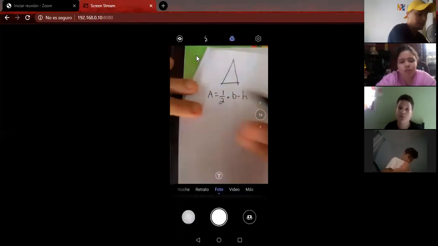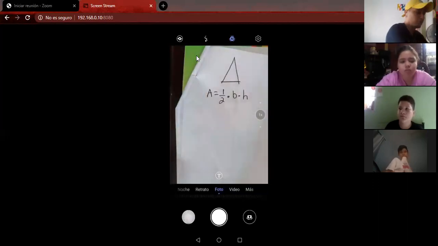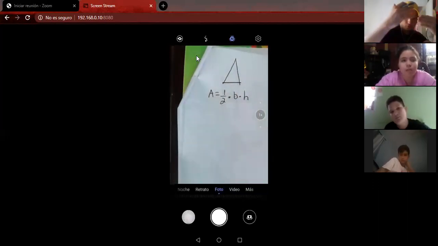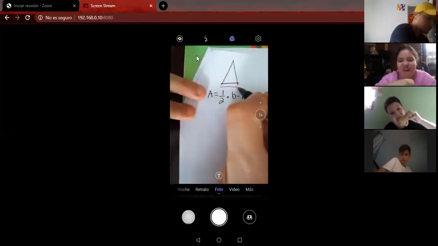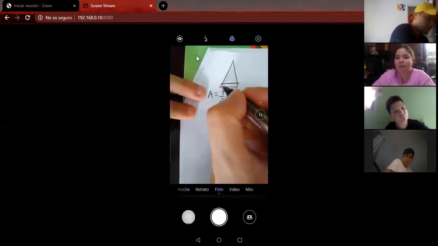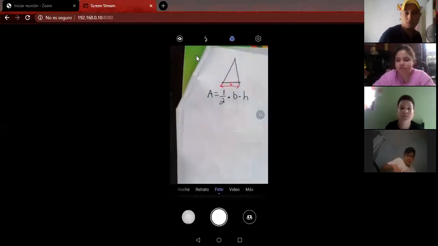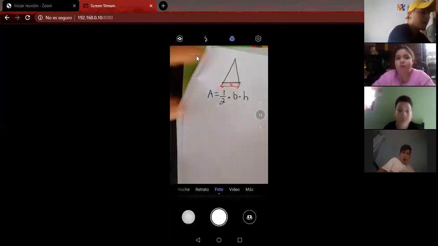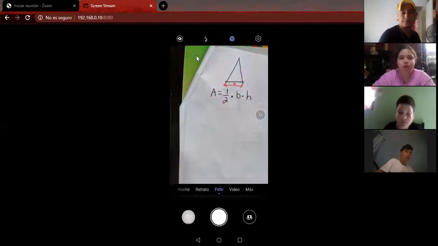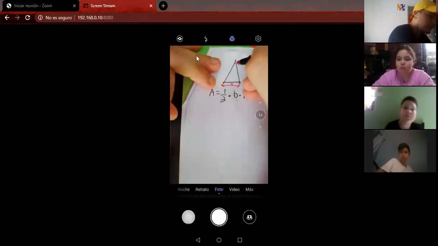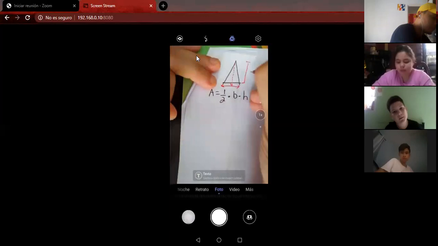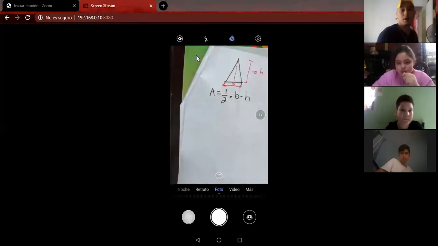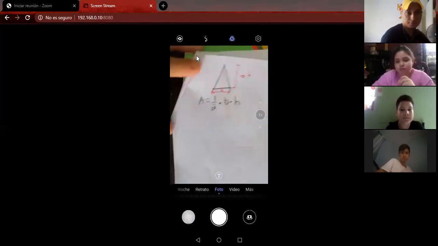Which is my base? Base en español it's base. So, ¿cuál es la base aquí? ¿Dónde se sienta o cómo se para el triángulo? ¿En qué parte? En this one. So, in this one, it's my base. Okay? Which is my height? What means height in Spanish? Altura. Okay, so my height is this. It's height. Okay?